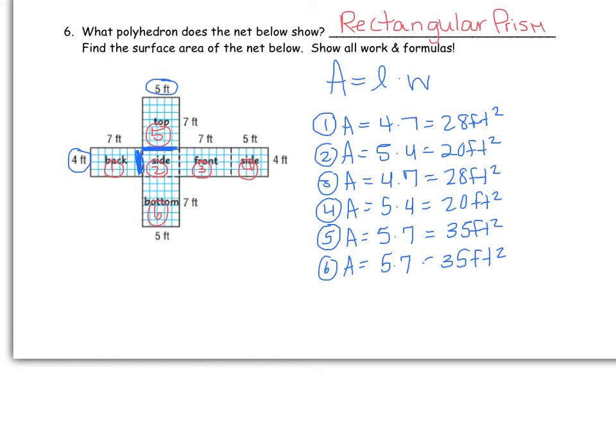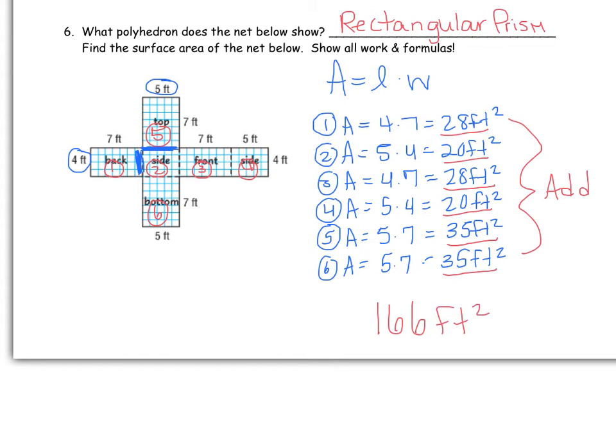So after I find the area of all the faces, I add them together to find the surface area. 28 plus 20 plus 28 plus 20 plus 35 plus 35 will give me a total surface area of 166 feet squared. That would be my final answer.